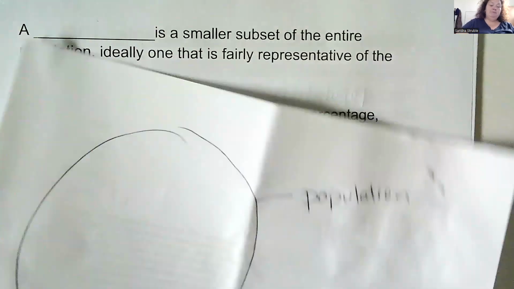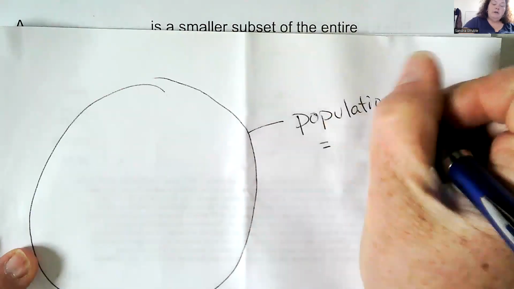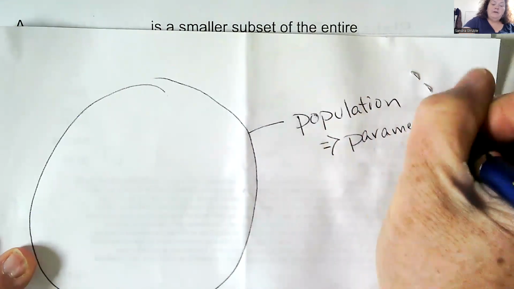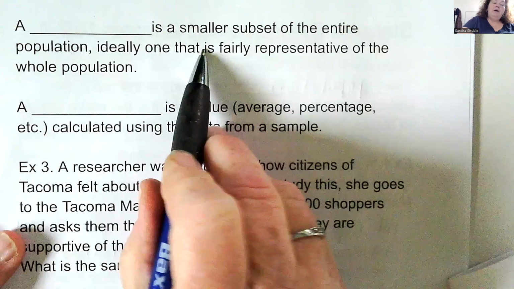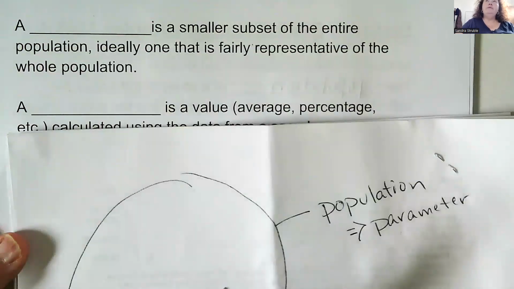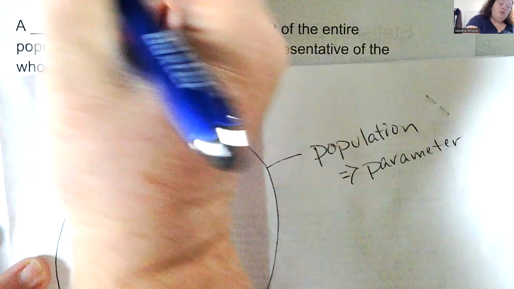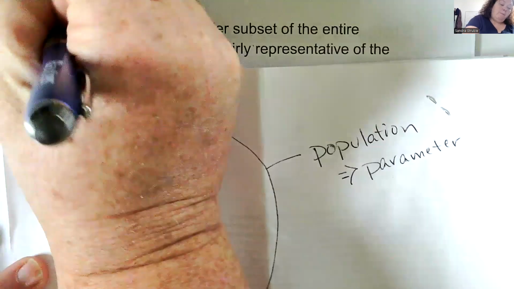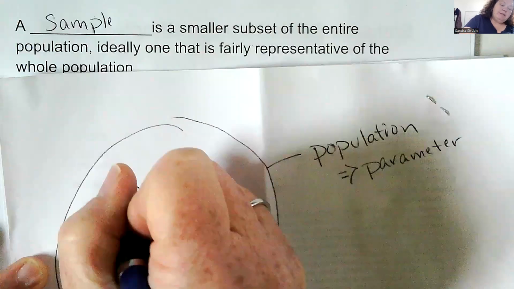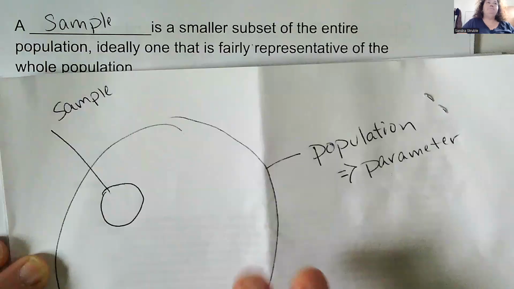So we have a population, the great big information. And if we gain data from all of the population, that's going to give us a parameter. But a smaller subset of the entire population, one that is fairly representative of the whole population, is called a sample. So it's just a subset of the population is a sample. Okay.